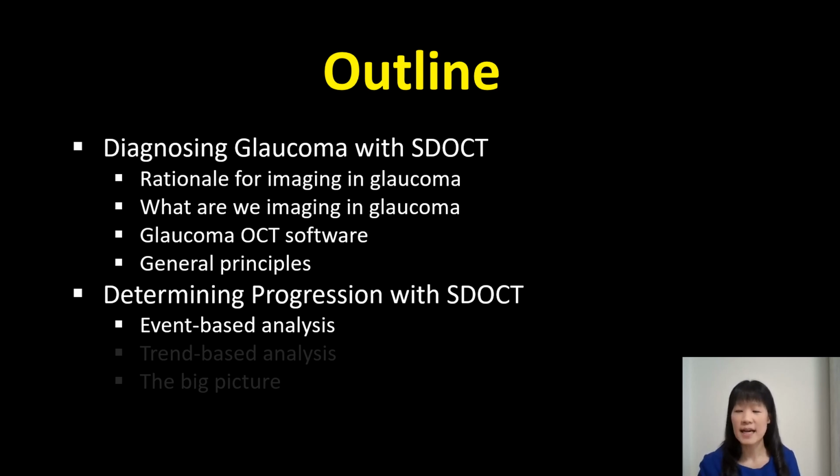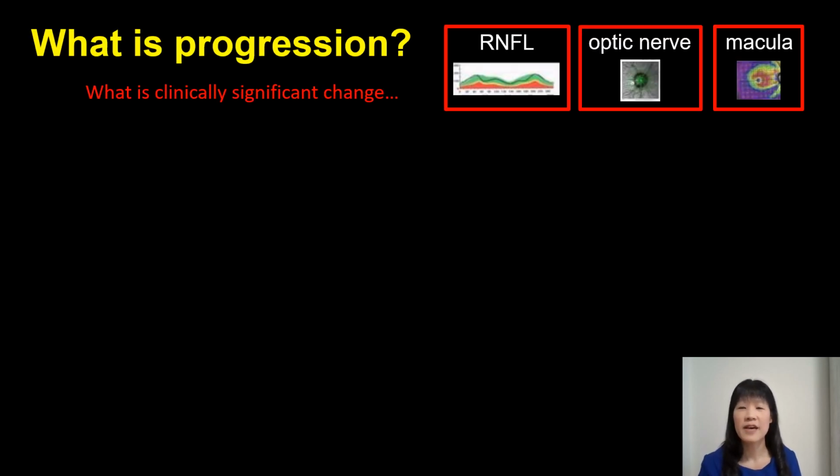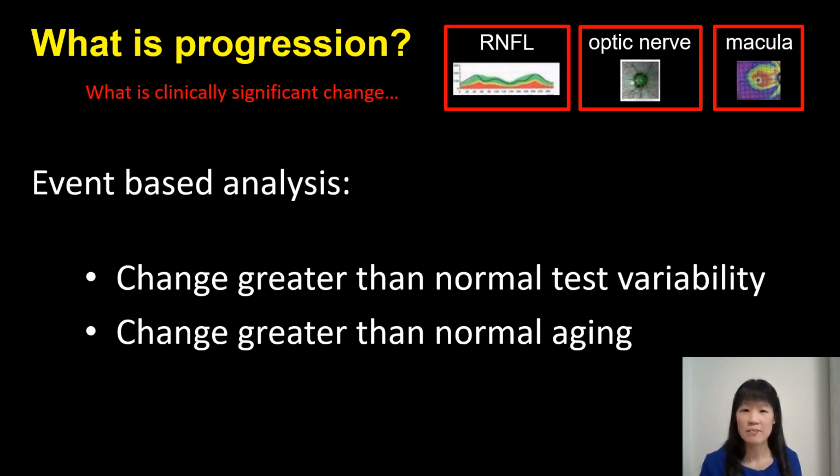Or we can use progression analysis. So I'm going to focus on event-based analysis. For event-based analysis, what is a clinically significant change from today compared to last year? For example, if I do yearly OCTs, what is a clinically significant change?